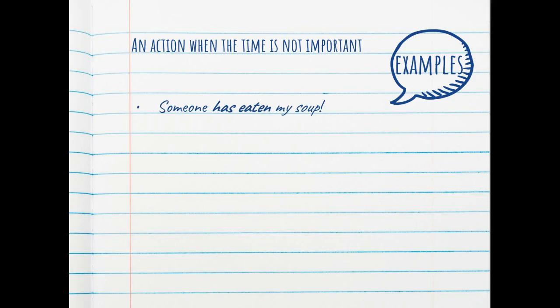We can say something like, someone has eaten my soup. As you can see, we're not specifying when. We just know that someone ate it. Okay, someone has eaten my soup. Someone did it before the moment that we're observing it right now, but we don't really know when it happened.